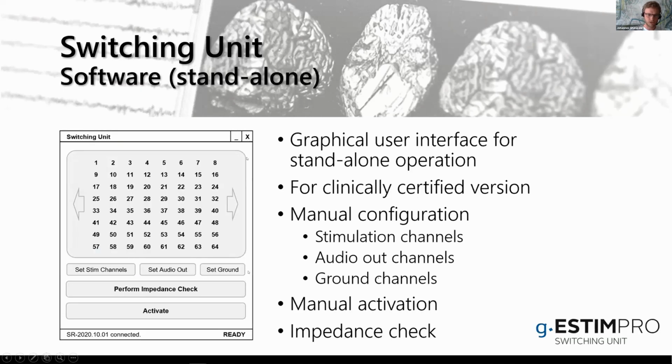So a very brief look at the graphical user interface of the switching unit. It's actually very simple. You can select the electrodes here in groups of 64 channels. You can select positive, negative stimulation channel. You can select the audio out channel. You can select the ground. You can perform the impedance check, and you can activate the switching unit. So here, this is all very manual, and it's for the clinically certified version.